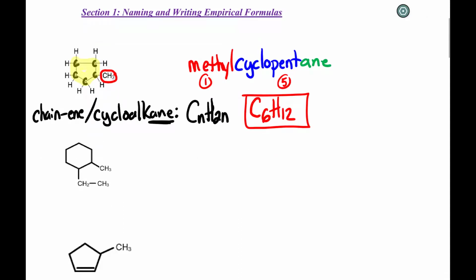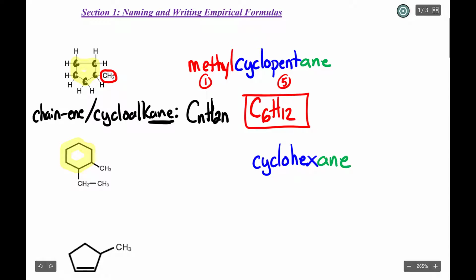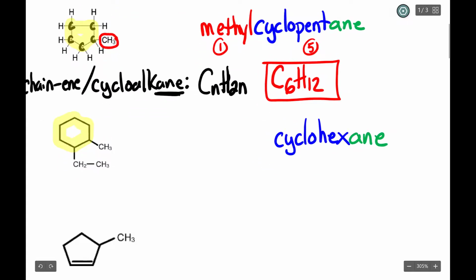So let's look at our next one. In our next one, we have a hexagon, which means that we have a cyclohex, and again, there's no double bonds in here, so this is simply a cyclohexane. Now, I picked this one specifically because there's a nuance that is very important for you to know. This obviously looks like a 1,2 prefix. Now, this is a methyl group, and this is an ethyl group.